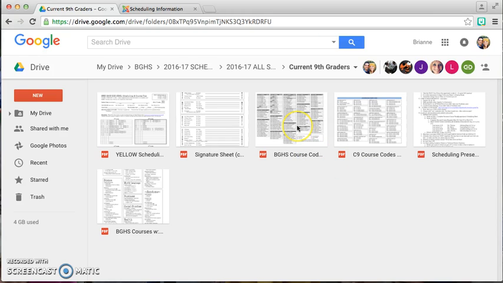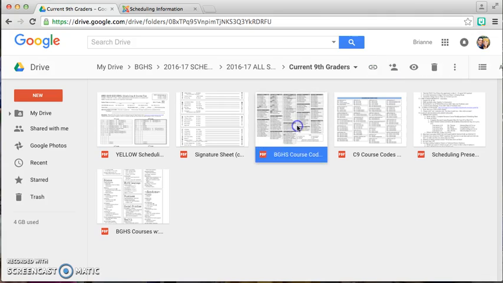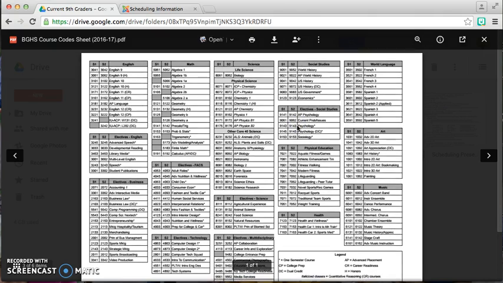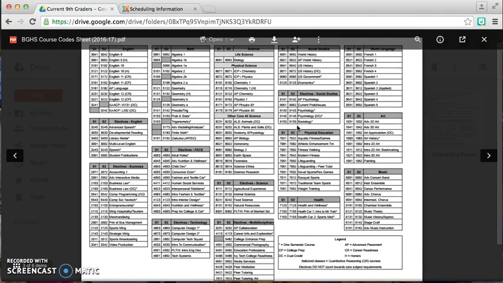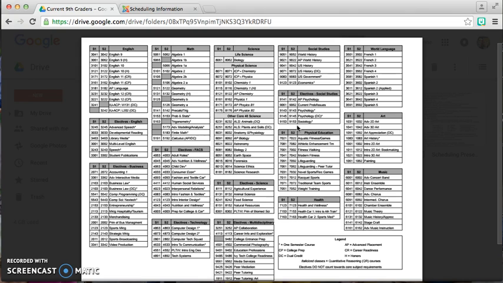I would suggest having your course code sheet out in front of you. You will get a handout, a physical copy of this. This is the course code sheet. You will use this when completing your grid for each of your years, focusing on the next school year first. These course codes shown in semester 1 or semester 2 will help you fill out the correct code on your paper.